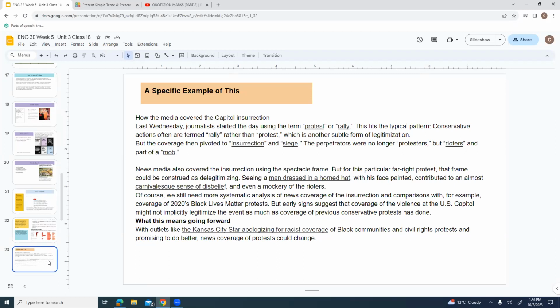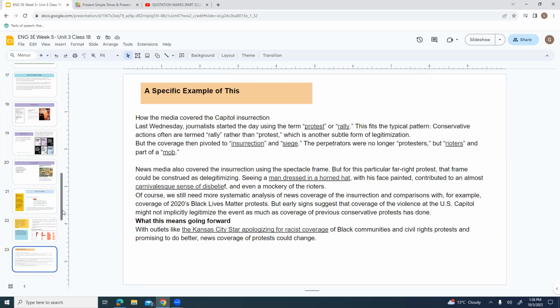Of course, we still need more systematic analysis of news coverage of the insurrection and comparisons with, for example, the coverage of 2020's Black Lives Matter protests. But early signs suggest that coverage of the violence at the US Capitol might not implicitly legitimize the event as much as coverage of previous conservative protests have done. What this means going forward. With outlets like the Kansas City Star apologizing for racist coverage of Black communities and civil rights protests and promising to do better, the news coverage of protests could change.